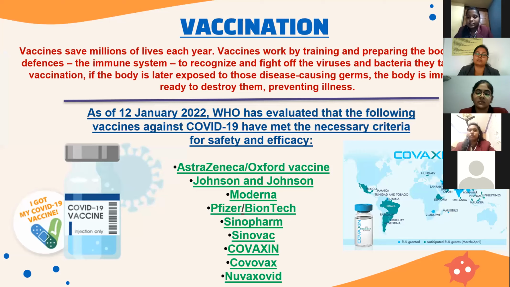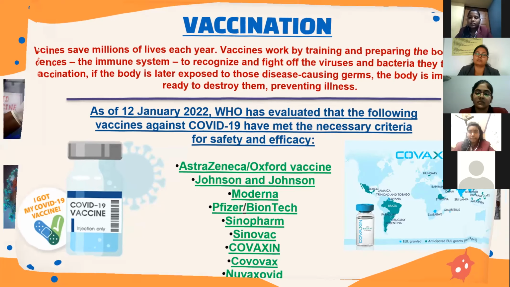the necessary criteria for safety and efficacy. So these are the vaccines: AstraZeneca or Oxford vaccine, Johnson & Johnson, Moderna, Pfizer or BioNTech, Sinopharm, Sinovac, Covaxin, Covovax, Nuvaxovid. Moving up to the next part, that is the conclusion part.